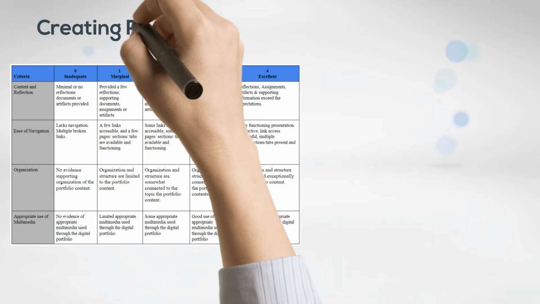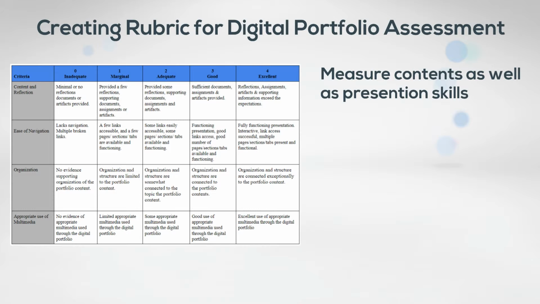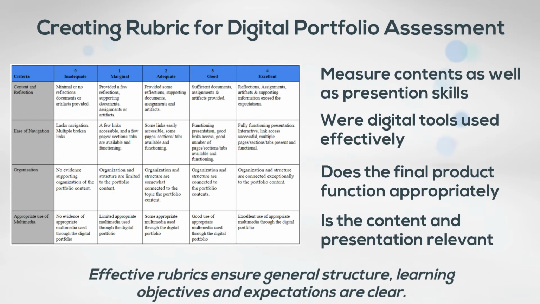A rubric for digital portfolio assessment should measure the contents as well as how they are presented. Are they digitally developed? Does the portfolio function well from a user standpoint? Do all the links work? Is the content relevant to its purpose? An effective rubric ensures that a general structure, learning objectives, and expectations are clear.